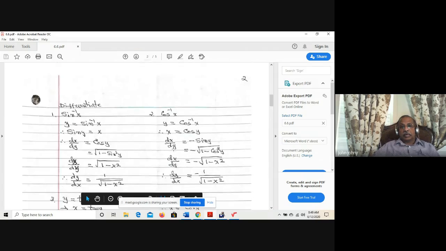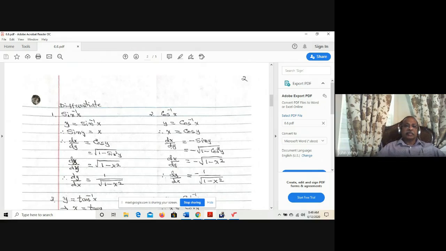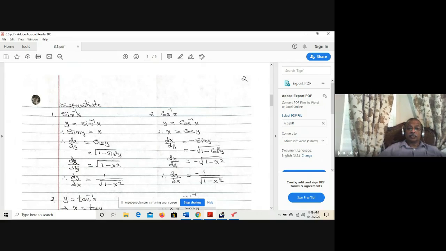Okay, now we are going to derive this formula. Differentiate sin inverse x, that is, find the derivative of sin inverse x. So you start like this. Let y is equal to sin inverse x. Therefore, x is equal to sin y. And so dx over dy is equal to cos y, that is square root of 1 minus sin square y, because that is the trigonometric equivalent of Pythagorean theorem. Cos y is equal to square root of 1 minus sin square y, and therefore dx over dy is square root of 1 minus x square.